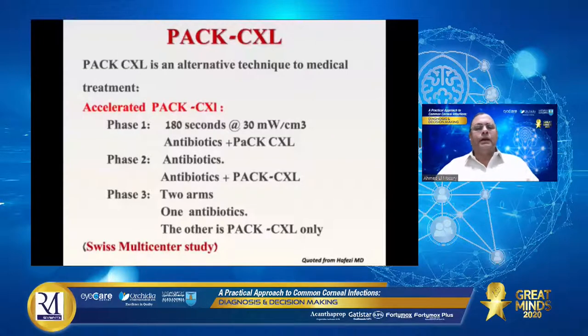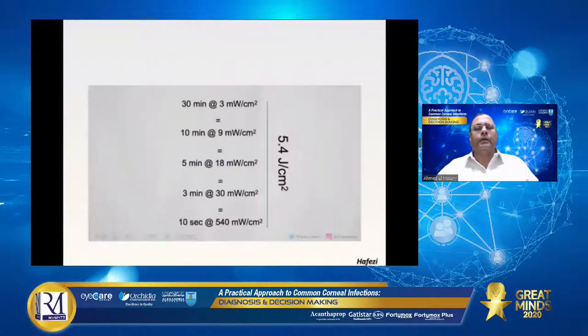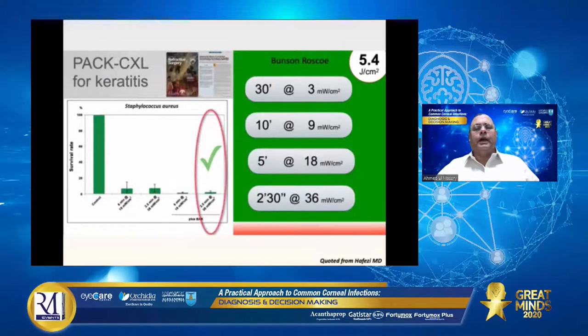So this is a Swiss multicenter study comparing the 2 arms, one antibiotic alone and the other PEG cross-linking alone. All of us know this picture, and it is the time versus power and results for the fluence. 5.4 joule per cubic centimeter is the aim or the goal for the energy that reaches the cornea. And we found that 2.5 minutes with 36 milliwatt will give the 5.4 joule per cubic centimeter, and is more than effective, exactly like the Dresden protocol of 30 minutes with 3 milliwatt, and for the infectious keratitis in the PEG cross-linking.